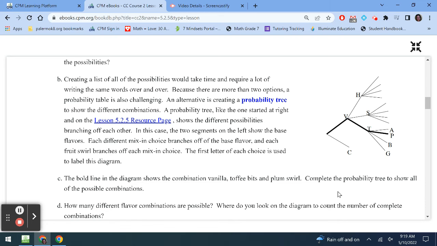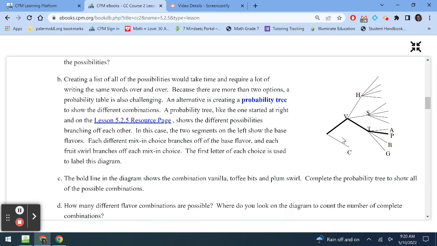So for the next problem, it says creating all the list of all the possibilities would take time and require a lot of writing the same words over and over. Because there are more than two options, a probability table is also challenging. An alternative is creating a probability tree to show the different combinations. A probability tree like the one that is started at right, so they're talking about this right here, okay? It's also on your resource page, shows different possibilities branching off of each other.